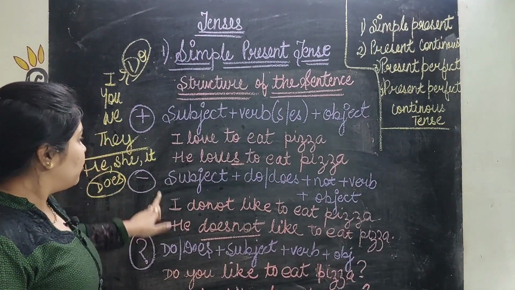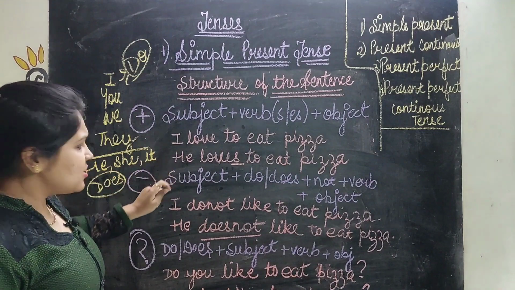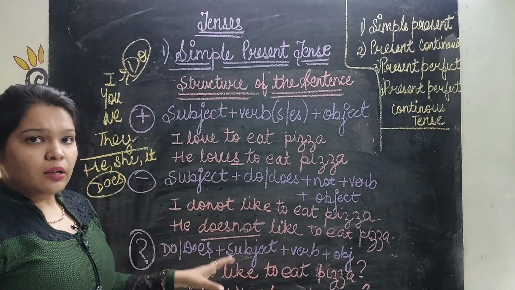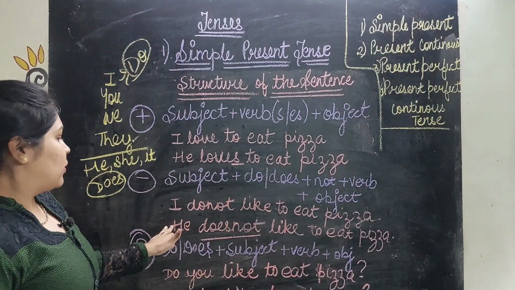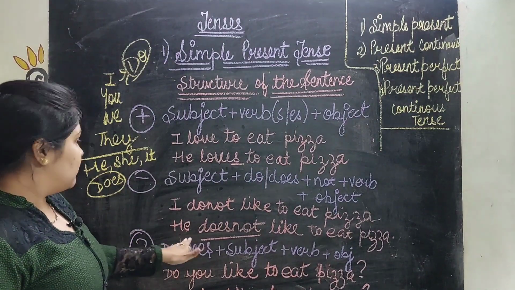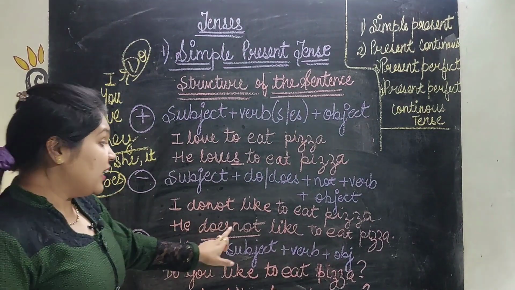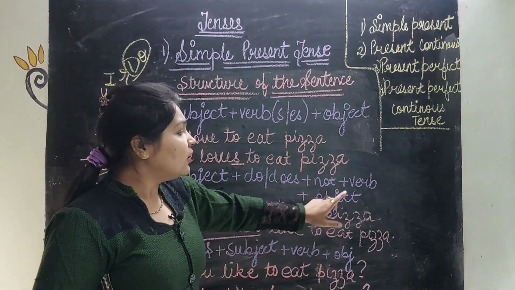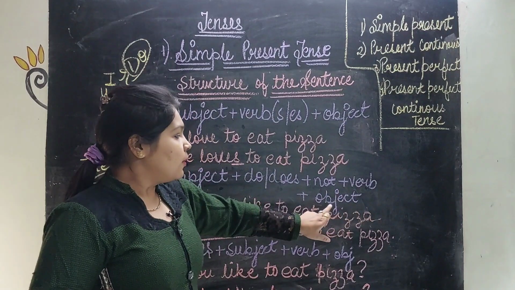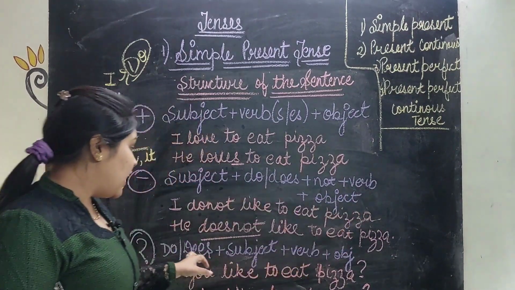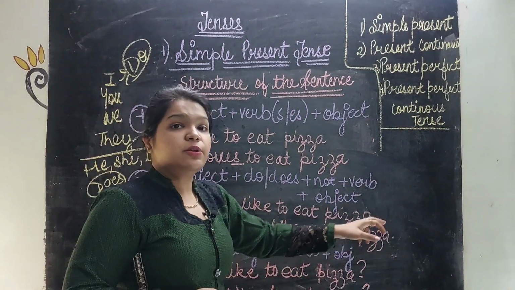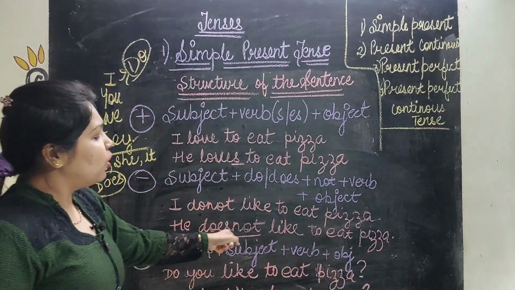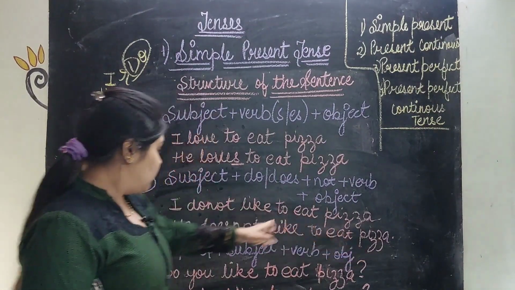Again, I have told you in all the four proper ways, but there was not much space, so I couldn't write all, but I have told you in this way. Now, if I am saying he does not, then we will use this. "Does not": like is the verb, pizza is the object. I do not like to eat pizza. She, subject: she does not like to eat pizza.